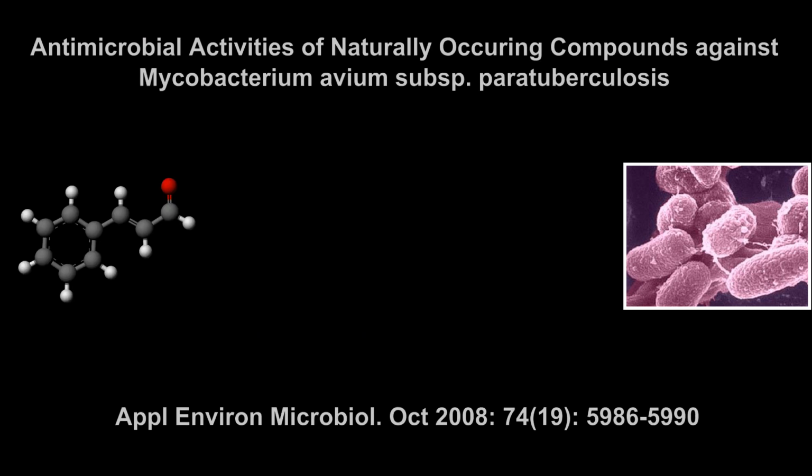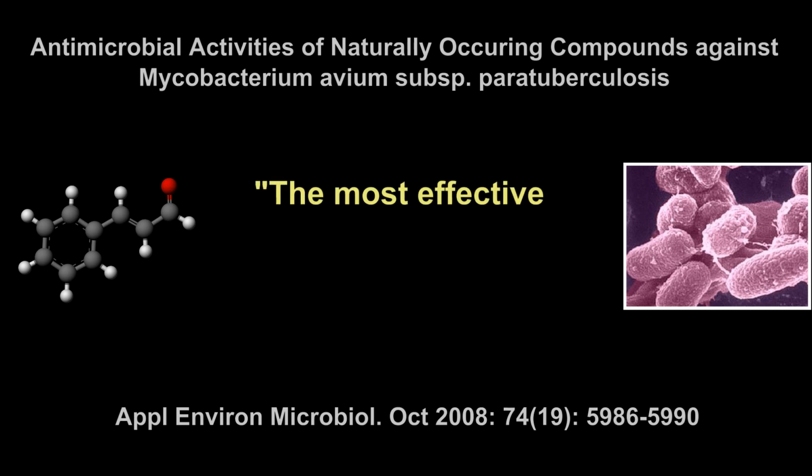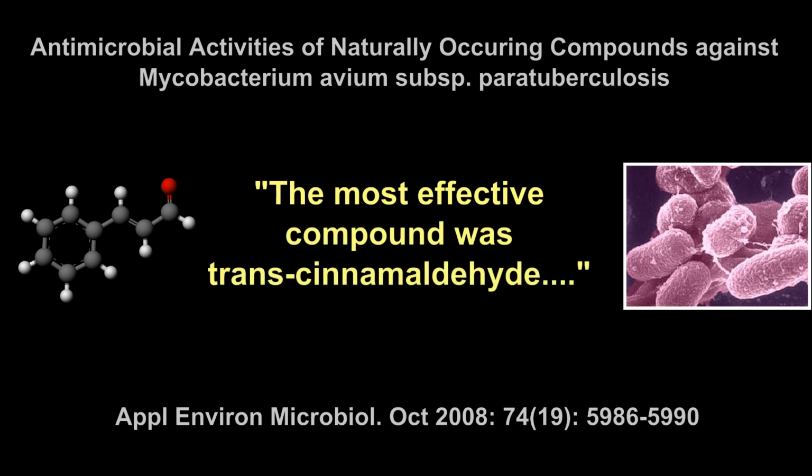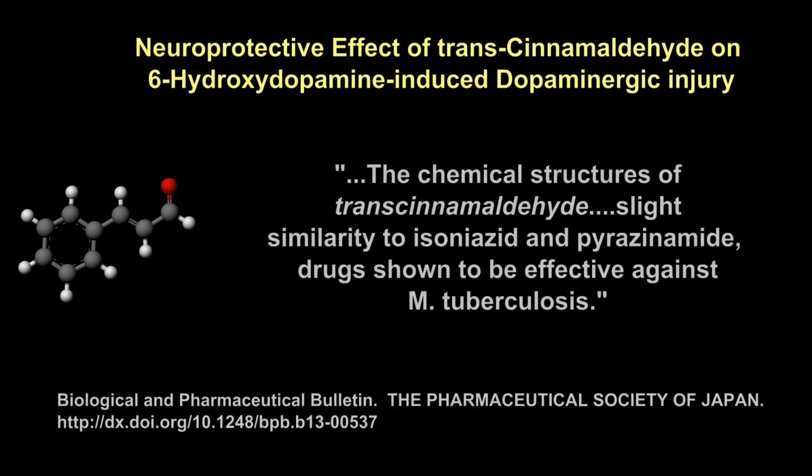The antibacterial activity of 18 naturally occurring compounds was tested against 3 strains of MAP: 1 derived from a cow, 1 derived from raw milk, and 1 derived from a human being. The most effective compound was trans-cinnamaldehyde, which is a component of cinnamon tree bark. The chemical structure of trans-cinnamaldehyde shows slight similarity to isoniazid and pyrazinamide, drugs shown to be effective against M. tuberculosis.